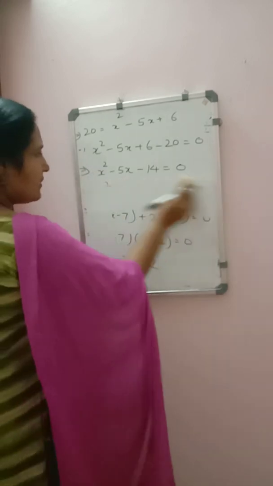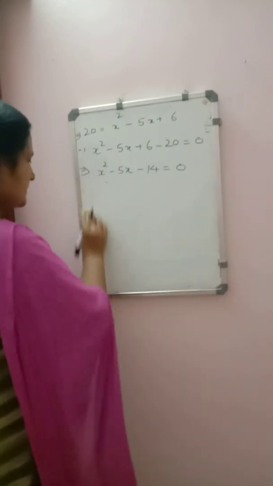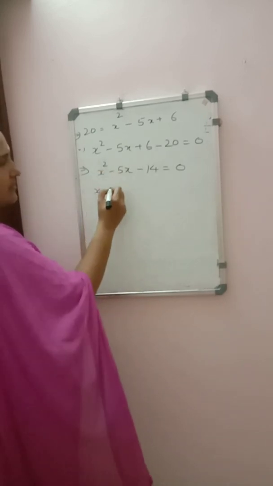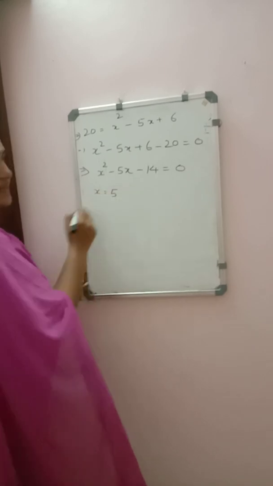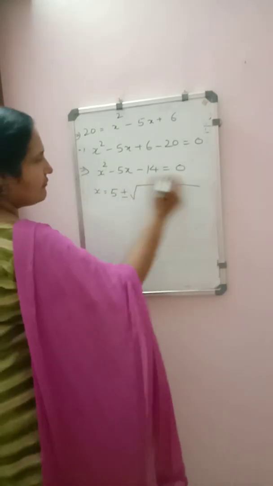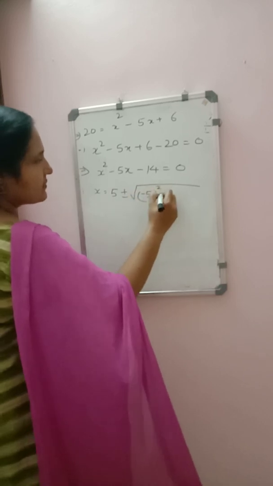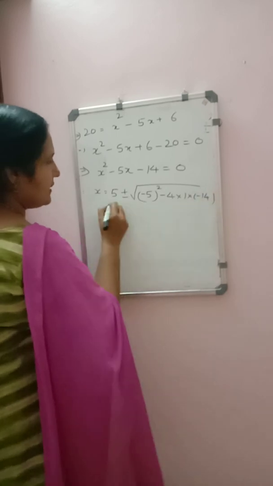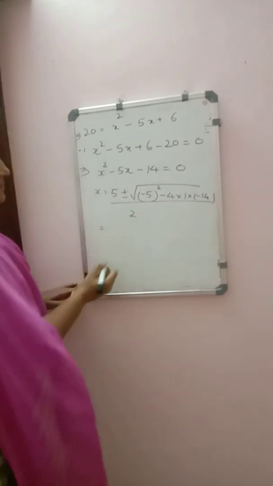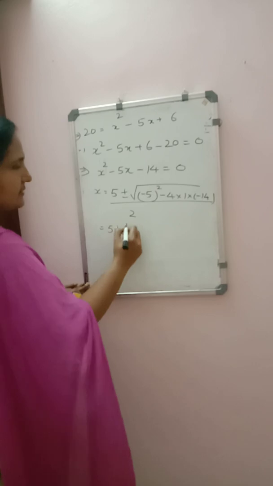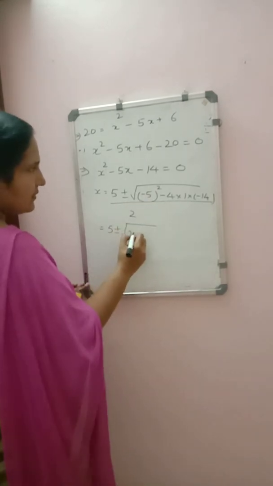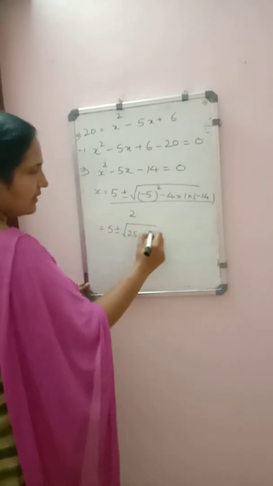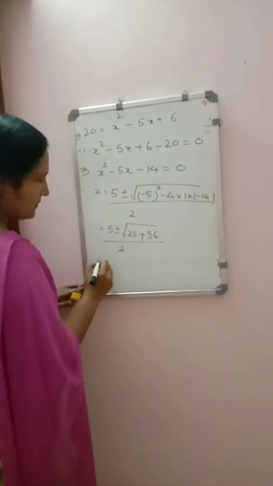Those who are doing it by quadratic formula, for them also, once I can solve here. So x is equal to minus b plus or minus square root of b square minus 4ac over 2a. So minus into minus 5, plus or minus square root of 5 square minus 4 into 1 into minus 14, by 2. 5 plus or minus square root of 25 plus 14 fours are 56, by 2.